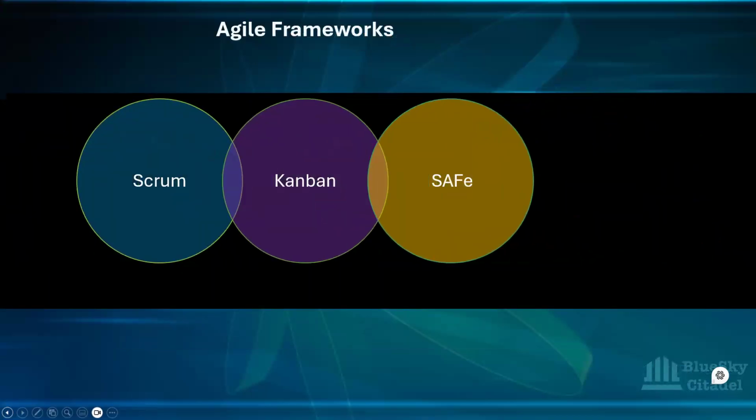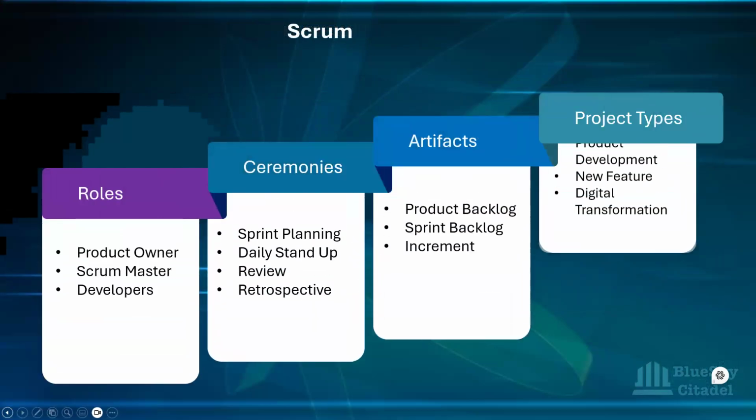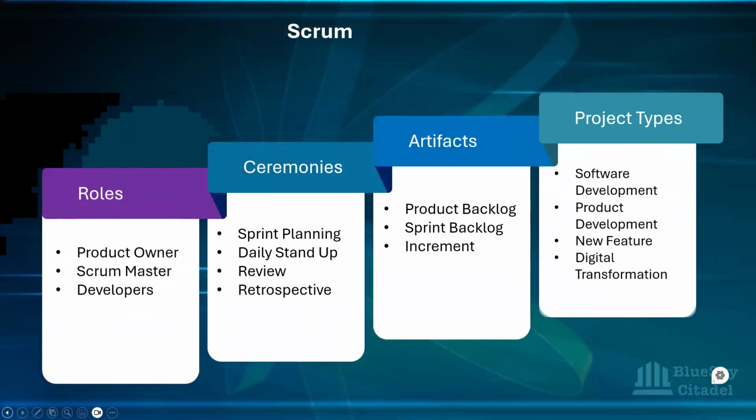Like I said, we're just going to look at these three key ones: Scrum, Kanban, and Safe. Okay, so we're going to start with the one we're mostly used to, and that's Scrum. Okay, so for Scrum, quickly we'll look at the roles, we'll look at the ceremonies, artifacts, and the project types that you can have. And we know what Scrum is.